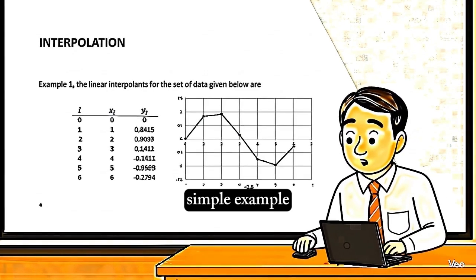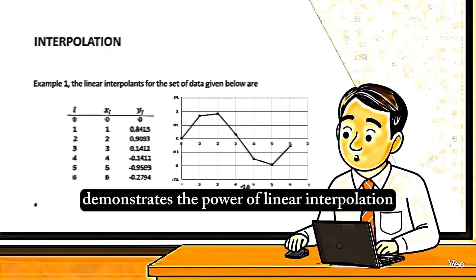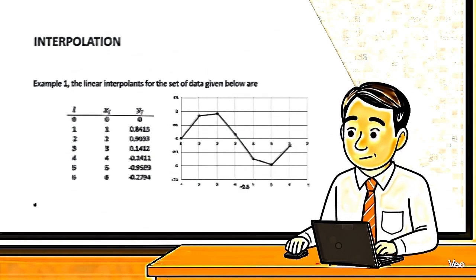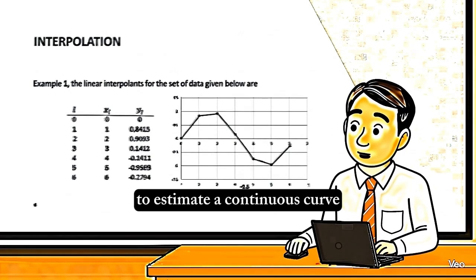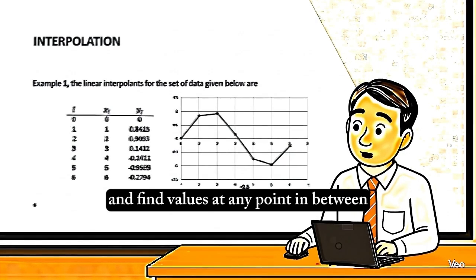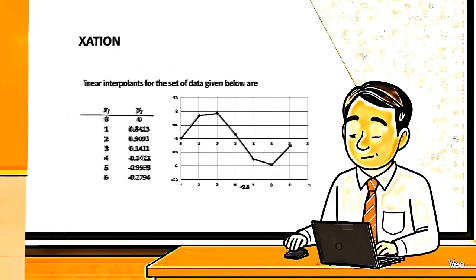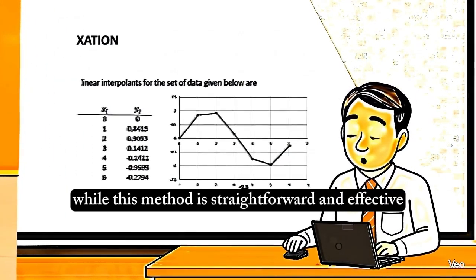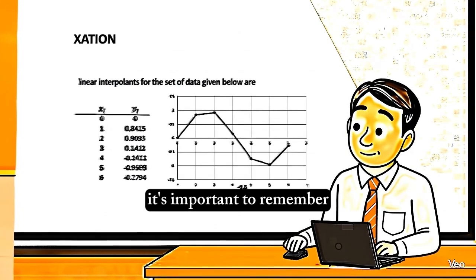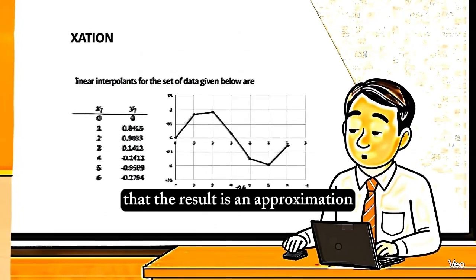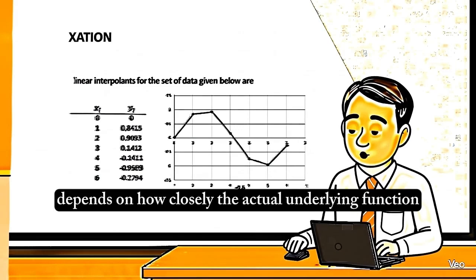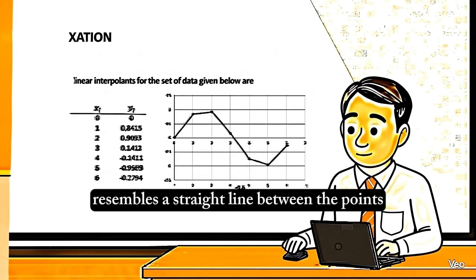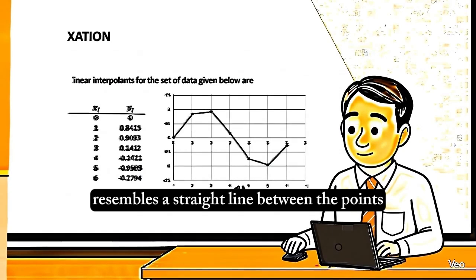A simple example demonstrates the power of linear interpolation. We can use a small set of known data points to estimate a continuous curve and find values at any point in between. While this method is straightforward and effective, it's important to remember that the result is an approximation. The accuracy depends on how closely the actual underlying function resembles a straight line between the points.